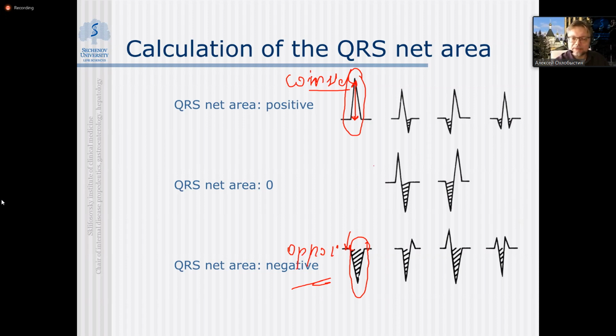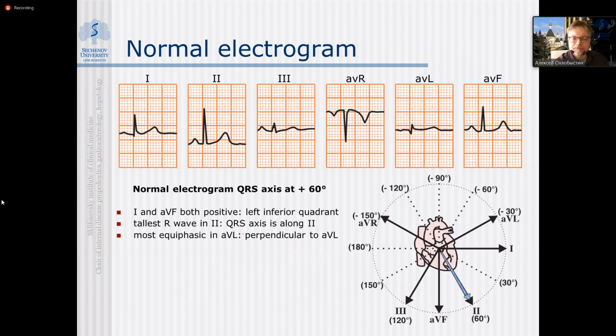If you get an equiphasic pattern like this or like that, it means that this lead, the lead of this axis, is perpendicular to the mean vector of the heart. So there is a straight angle between the axis of this lead and the patient's mean vector.